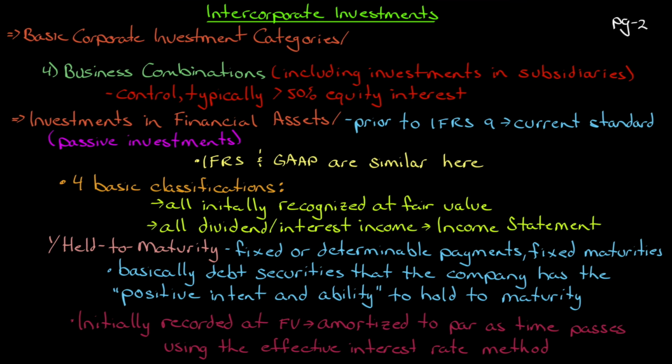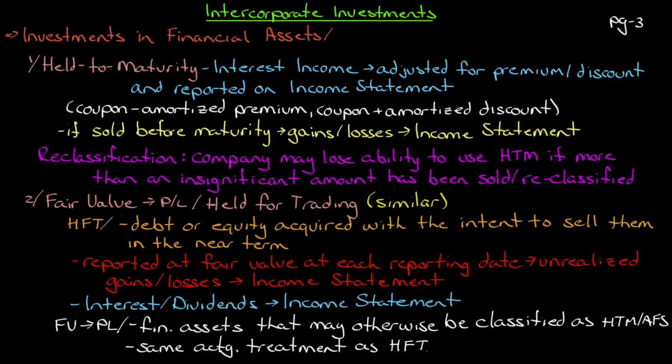We're going to revisit that statement, positive intent and ability. And we're going to see that if a security is classified as held to maturity, there's a big restriction on changing that classification after. So as I said earlier, they're initially recorded at fair value. In this category, the held to maturity, they are amortized to par as time passes using the effective interest rate method. So they're not listed each quarter at fair value, they're listed at amortized cost. So right away, we know that's going to affect the amount of interest income that's reported on the income statement.